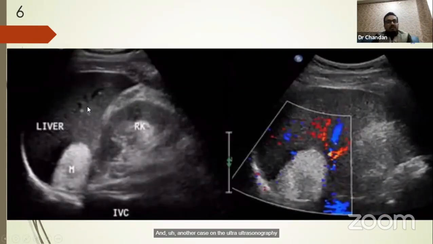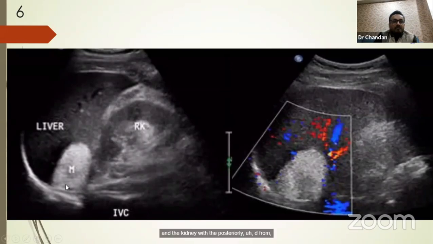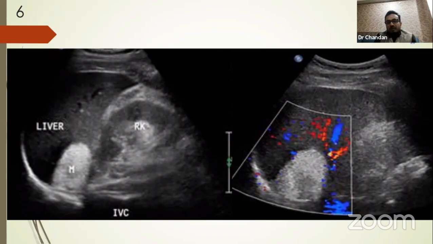Another case on ultrasonography: this is the liver, this is the kidney, and this is a hyperechoic area with some hypoechoic area in the central region of the lesion. The lesion appears well defined, rounded, abutting the liver and the kidney, with the diaphragm posteriorly, and this is the IVC. On color Doppler it shows no obvious vascularity, so on the basis of imaging it looks like a benign lesion. So the likely diagnosis from the ultrasound appearance is myelolipoma.